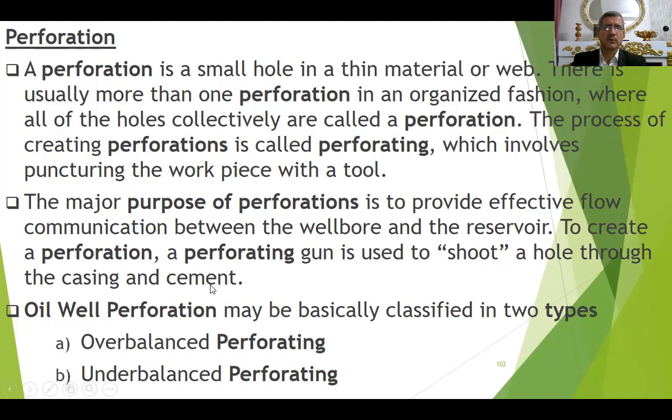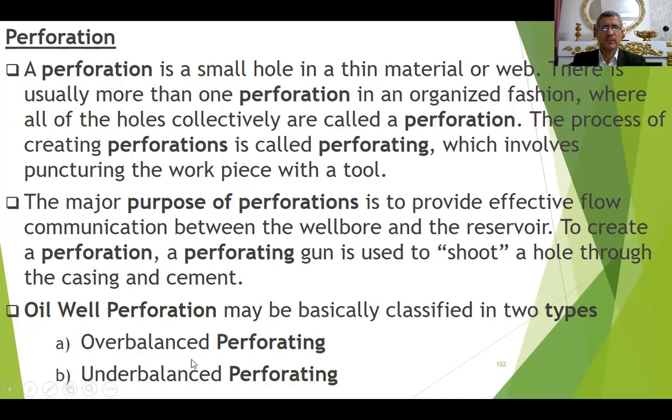So run in hole with electric line to the string, do correlation, discover the depth, then do the perforation. The major purpose of perforation, we said that, so the perforation gun is used to shoot a hole through the casing and cement.